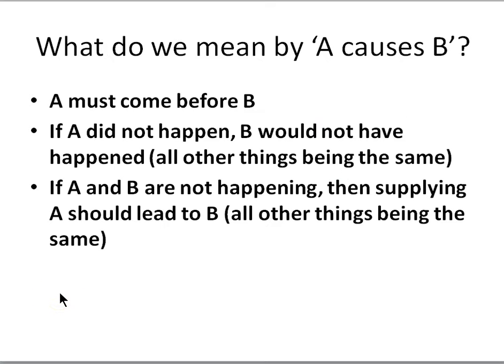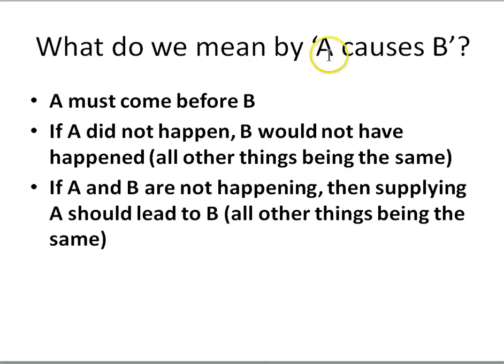Okay, in this slide you see our working definition of what it means for A to cause B. Notice there are three parts to it, so it's fairly involved. But I think you'll see intuitively what we mean here. The first point says A must come before B, right? So the cause has to come before the effect. That's point number one. The second point says if A did not happen, B would not have happened, all other things being the same.